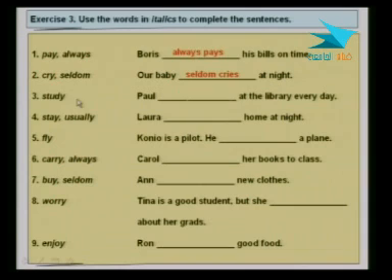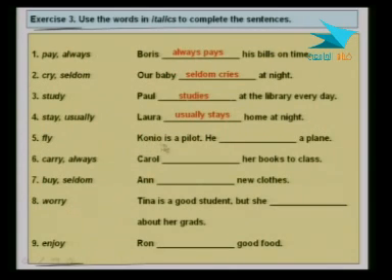Study. Paul, again, this one ends with Y, but before that we have the consonant D. So Paul studies at the library every day. Number 4, you have the verb stay and the frequency adverb usually. So again, right after the subject we put the frequency adverb, which is usually. So Laura usually, and then the verb here ends with A plus Y, and in that case it's just like pays. So we add S only. So Laura usually stays home at night.